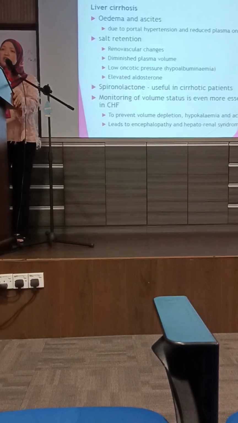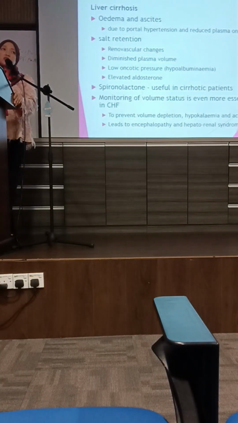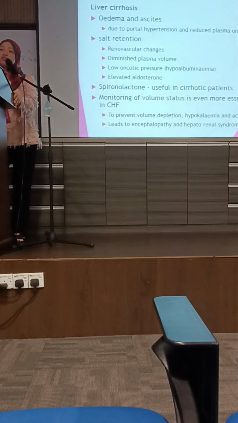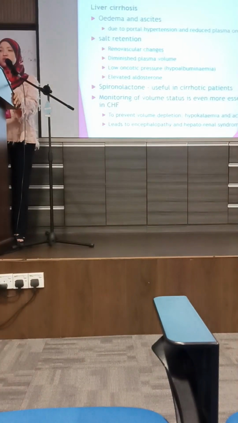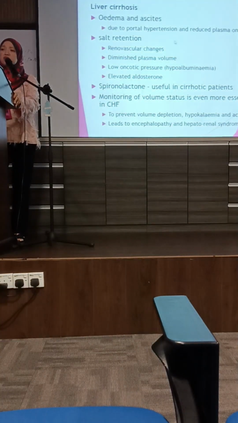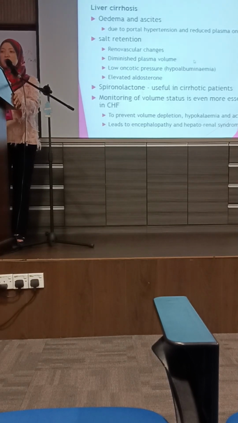When there is scarring of the liver, it will affect your blood flow to the liver, and then it will cause complications like portal hypertension. When there is portal hypertension, it will stimulate accumulation of fluid in the abdomen, which is called ascites. So edema and ascites will eventually lead to water and salt retention. Okay, which will cause renovascular changes, diminished plasma volume, elevated aldosterone. So in patients with liver cirrhosis who have portal hypertension, usually their aldosterone is elevated. So we can give spironolactone for cirrhotic patients.